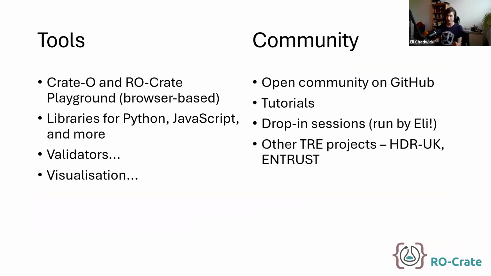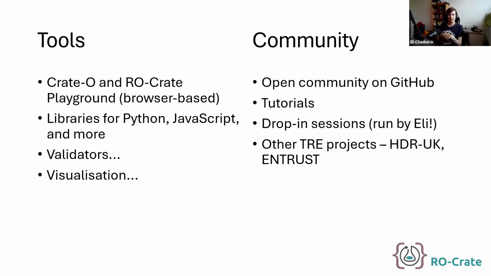I mentioned that we have a bunch of tools. I've put links to the ones that I've mentioned in the Google document as well. So we have some browser-based tools which allow you to build crates using a graphical user interface. There are libraries for Python, JavaScript, and a bunch more languages. We have validation tools that can verify that the metadata that you've got follows the RO-crate specification. And we've been exploring options for visualizing RO-crates as well, which is a bit of a work in progress.